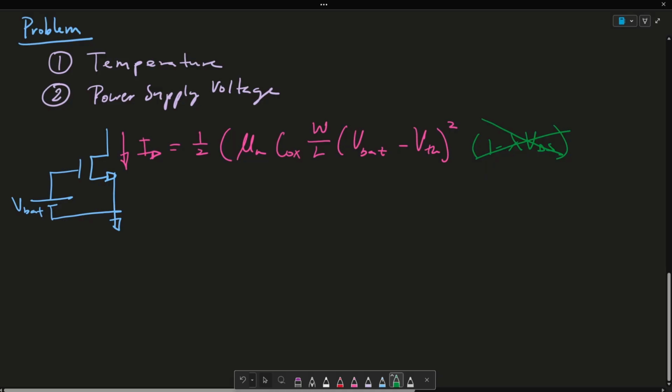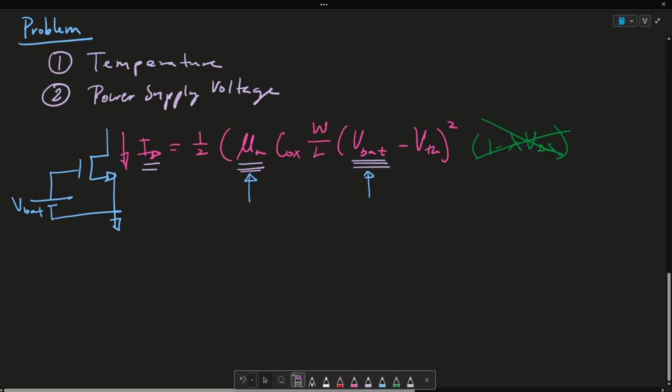But as you can see, ID is dependent on this electron mobility, which varies with temperature, and this V battery, which also varies with temperature. And a good way to visualize this battery dying down is if you leave your car in extreme hot temperatures for a long period of time, you might need to jump start it when you come back to use the car after a month or two. So essentially we can say that temperature varies our V battery and this electron mobility.